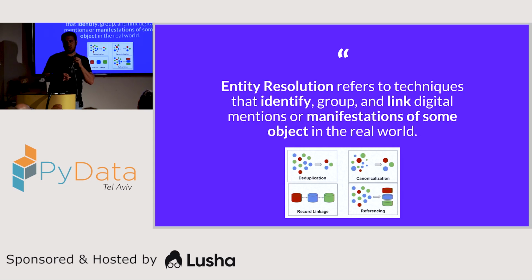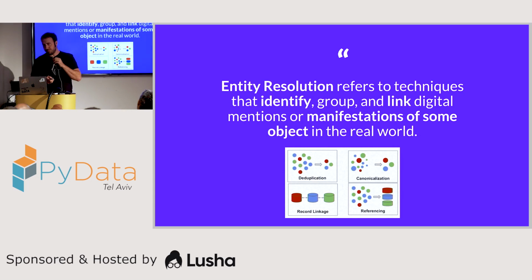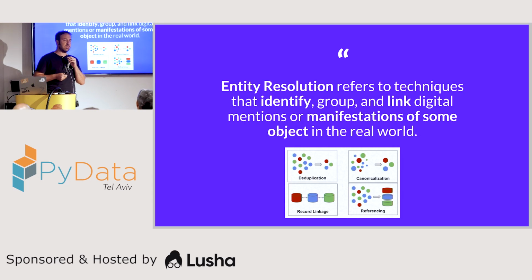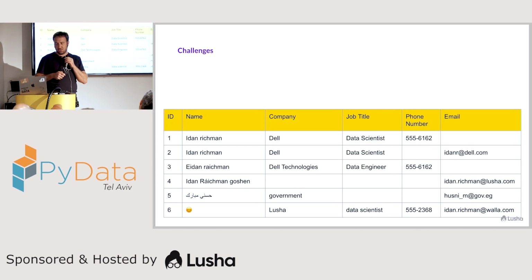Entity resolution in general is the technique to link those scattered records and identify that these records are the same entity, although the name can be a bit fuzzy or a bit changed. So this is the name of the category for it.